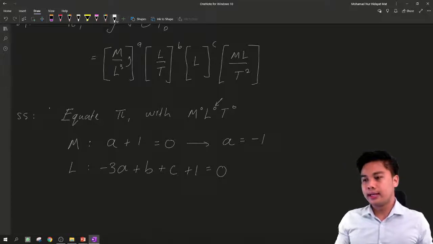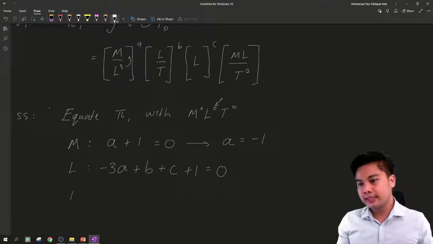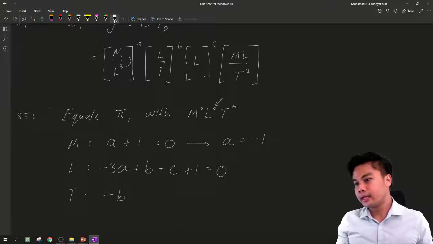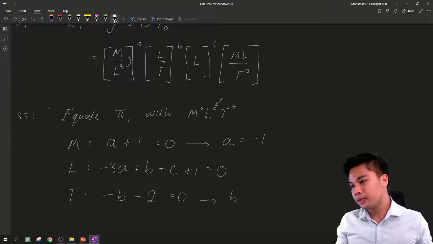Okay, let's proceed with T. Let's take a look at T. We don't have T here. We have T here, but T here is 1. We move it to the numerator, it becomes -1b. And then here, -2, because T to the power of 2 is equal to 0. And it turns out that b is equal to -2.